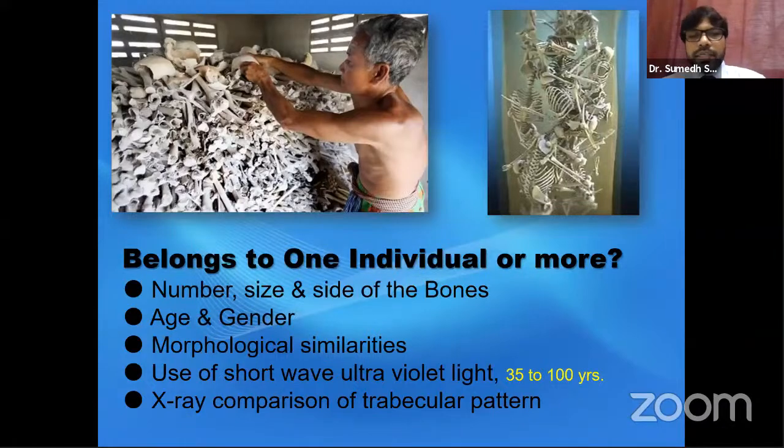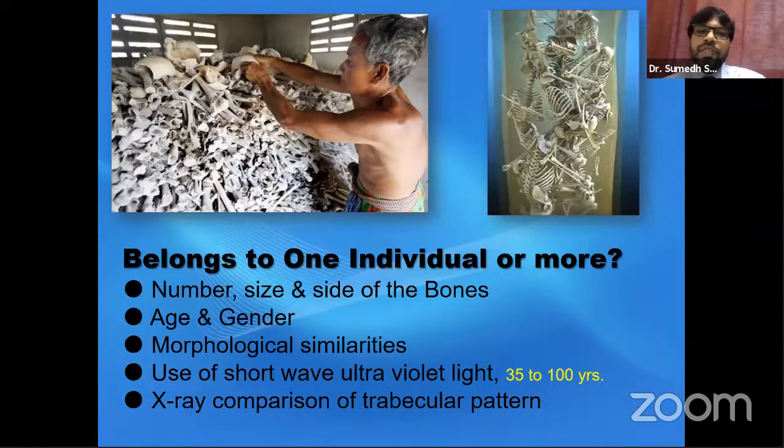So in such cases, DNA fingerprinting is also utilized. That is the extreme way. But before that, number, size, and side of the bones, because there are certain bones which are unilateral, certain bones which are bilateral. The two bones are there, right and left, so on that basis you can identify the side of right and left bones. Then on the basis of age and gender.